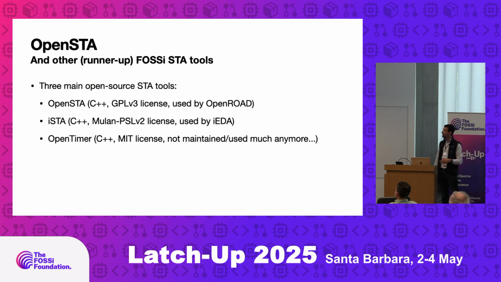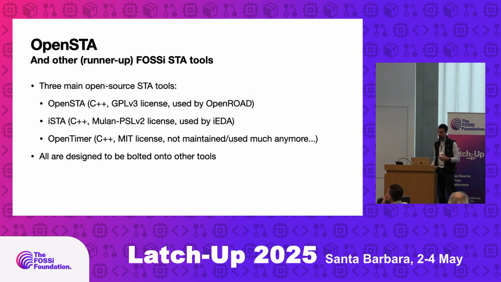And then there's OpenTimer. This was one that was being developed. It seems like it's a little less maintained now, but has a very nice architecture for bolting it onto other tools. I would say probably the easiest one to bolt on. These are all designed as either libraries or standalone tools, so you can use them either to analyze a design dynamically, or you can hook it into your tool using the APIs.